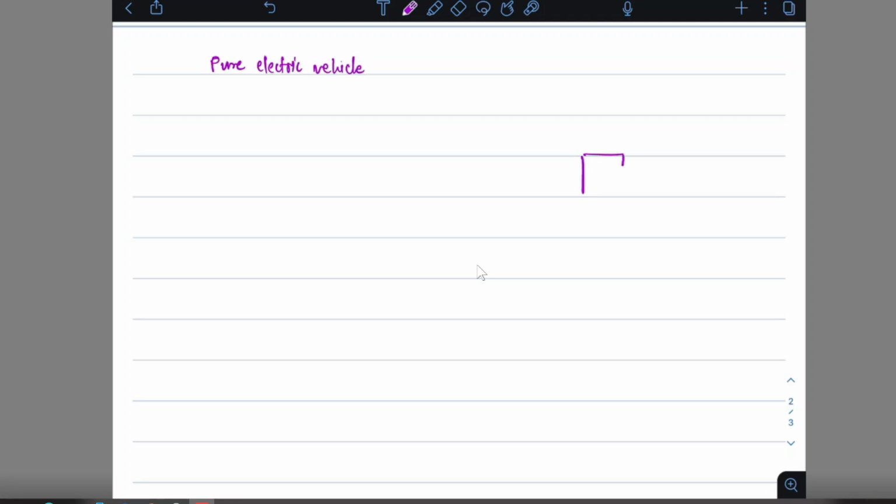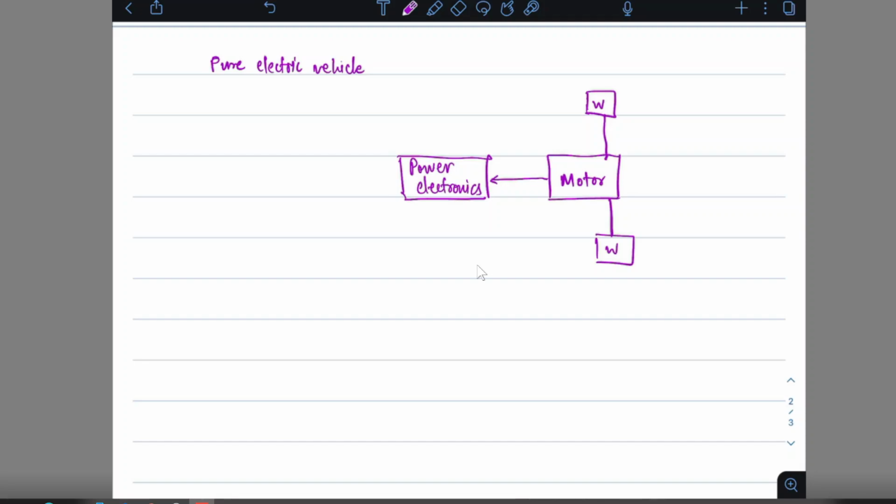So you have the motor, this is connected to the wheels, which is connected to the power electronics, which can drive the motor or can take power from the motor. So I'm drawing the energy flow with arrows because in case of regen.